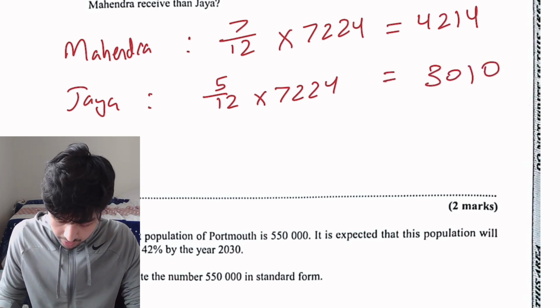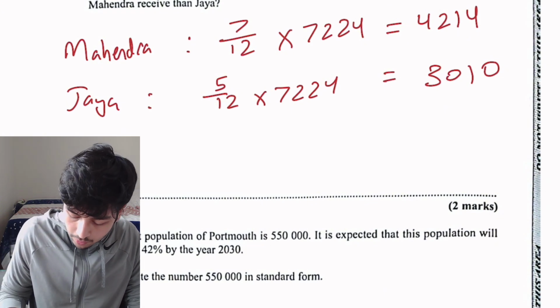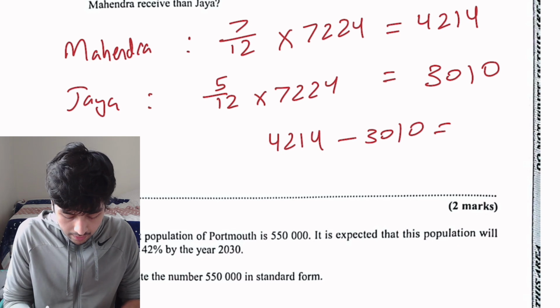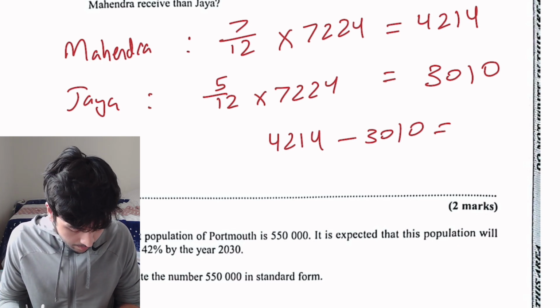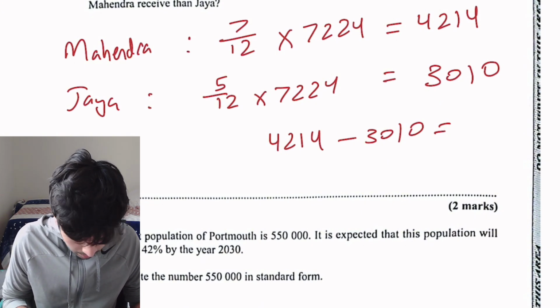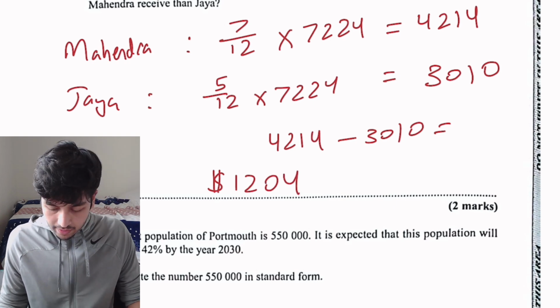And so the difference between them, how much more money does Mahendra receive than Jaya? We'll just do 4,214 minus 3,010. Just plug that into your calculator. You get 1,204. So that's the answer for part B.